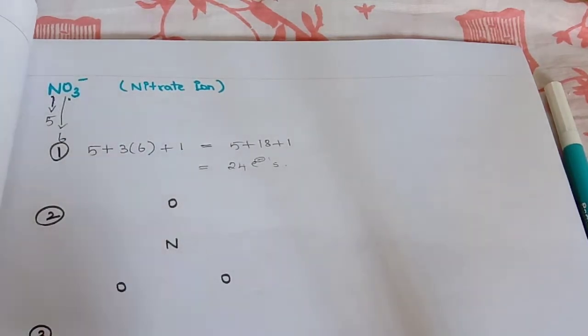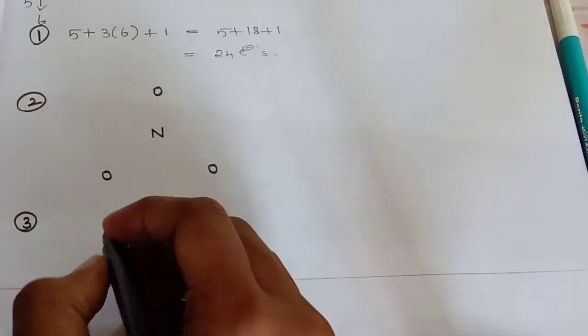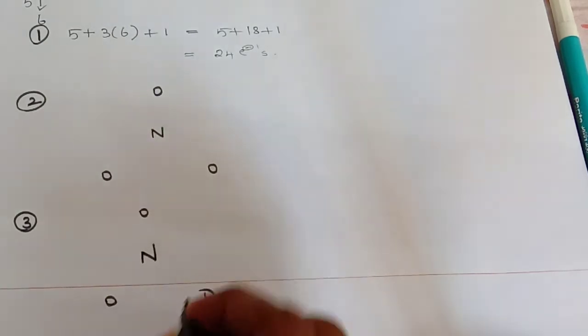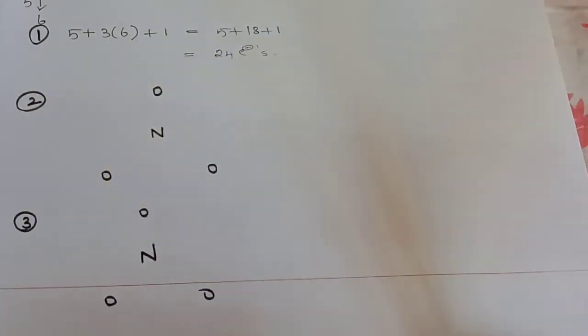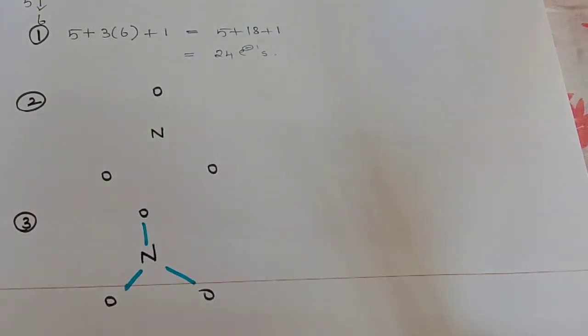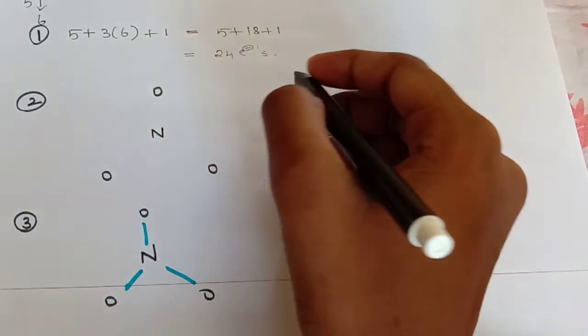Now moving on to a third step. Our third step is we have to draw single bonds to the central atom, right? We are going to draw what? Single bond, single bond, single bond. We have drawn it. Third step completed. Now fourth step.